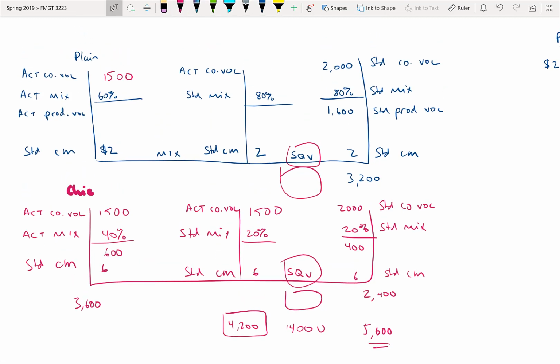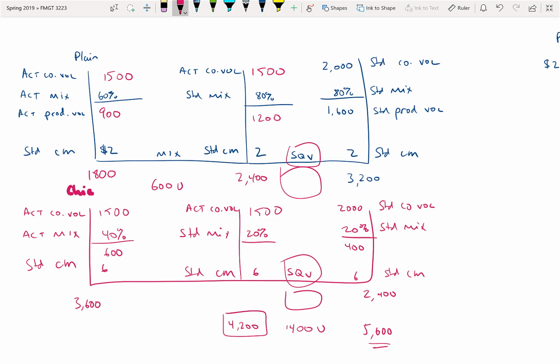Up over here, 1,500 times 60% is 900. 900 times 2 is $1,800. So if this is 1,500 times 80%, that's 1,200. 1,200 times 2 is 2,400. And we can see that this now starts to unravel. If that's 2,400, this gives us a $600 unfavorable variance in terms of mix.